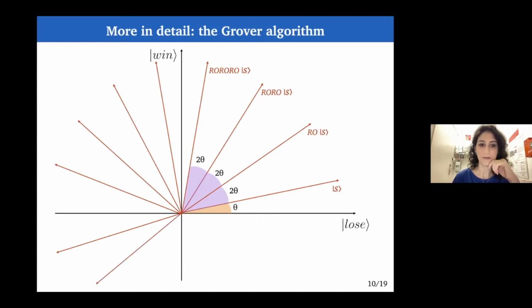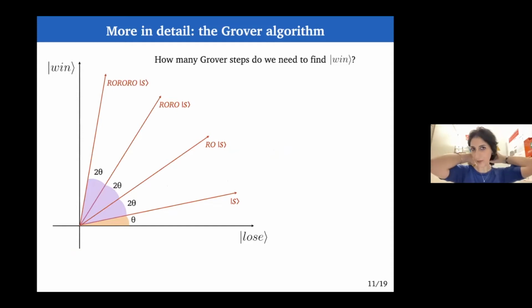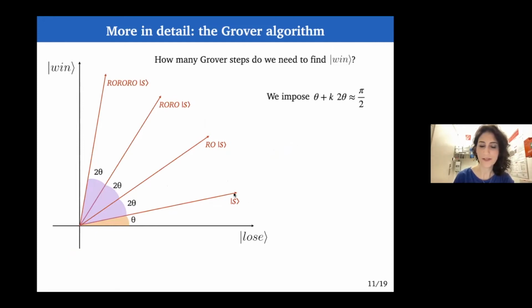All right, and now the idea is, in general, exactly this point. How many steps would you need to find the winning state and then stop? You can see it here. If you assume you start with a certain state S, which forms a certain angle theta with the lose state, you can impose that theta plus a certain number k times 2 theta, so for example, in this case it's 3, is close to pi over 2, because you want to reach the winning state. So you want this total angle to be pi over 2. And then from here, you can extract this number k by doing some math and calculating this angle theta.